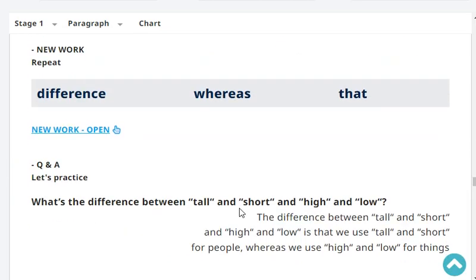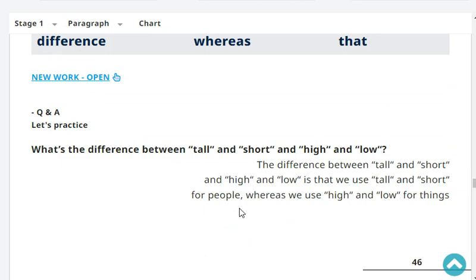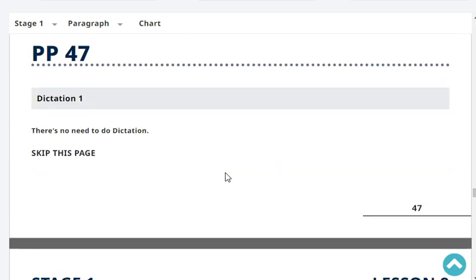Very good. Okay, next. What's the difference between tall and short and high and low? The difference between tall and short and high and low is that we use tall and short for people, whereas we use high and low for things. Very good.